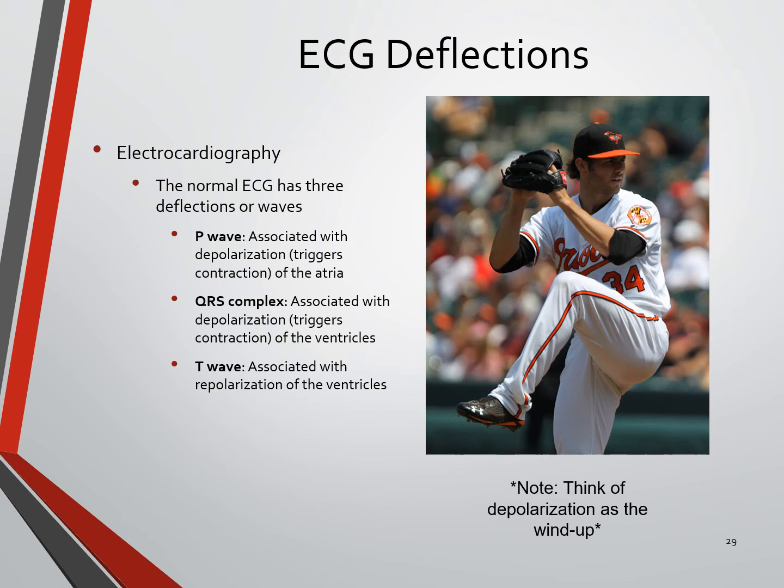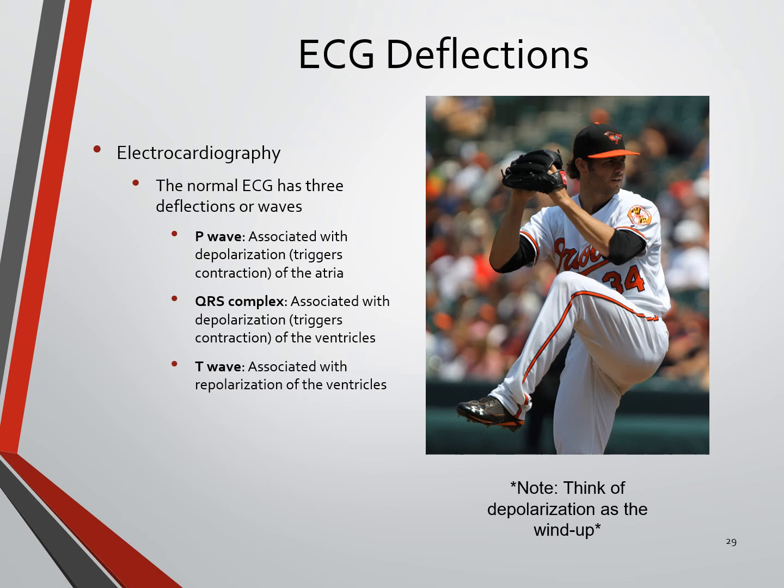And that first one is the P wave. And the P wave is associated with the depolarization. All right, so this depolarization of the conduction process is going to trigger the contraction of the atria. Again, it's the wind up before the contraction. The QRS complex is associated with the depolarization or contraction of the ventricles.